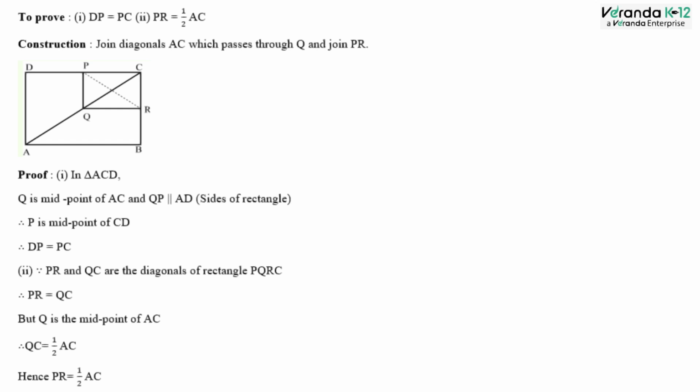To prove the second result, we know that PR and QC are the diagonals of the rectangle PQRC. PR is equal to QC. But we know that Q is the midpoint of AC. Therefore, QC is equal to half of AC. Hence, we have proved the second result also.